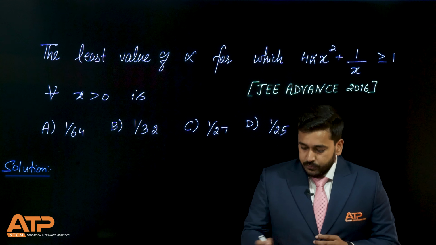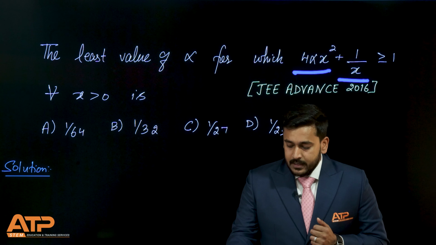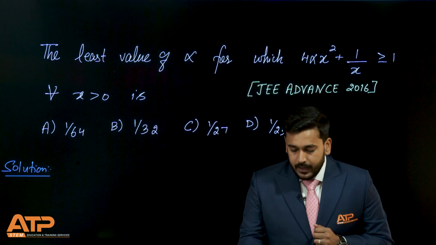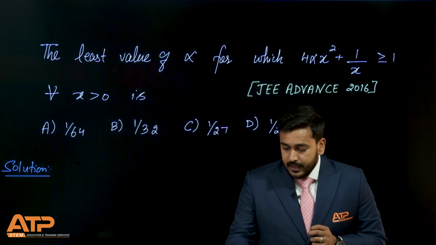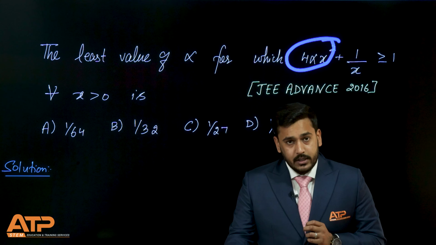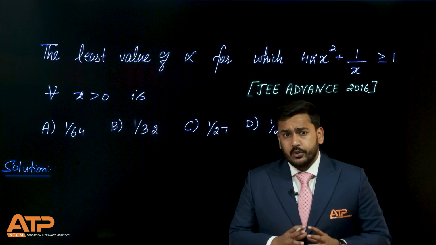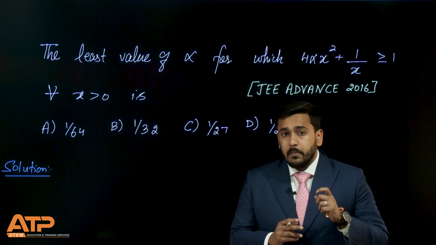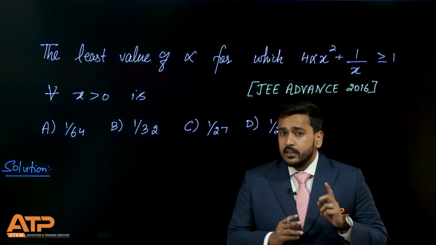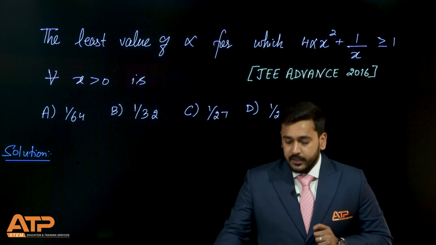The first one is: the least value of alpha for which 4 alpha x square plus 1 by x is greater than or equal to 1 for all x greater than 0. The condition is x is positive, then 4 alpha x square is positive and 1 by x is positive. If you look at the solution for this question, anywhere you will see they apply differentiation and the second derivative test. But I am going to give you one more method that will give the answer within 2 steps. And the method is the arithmetic mean and geometric mean relation.